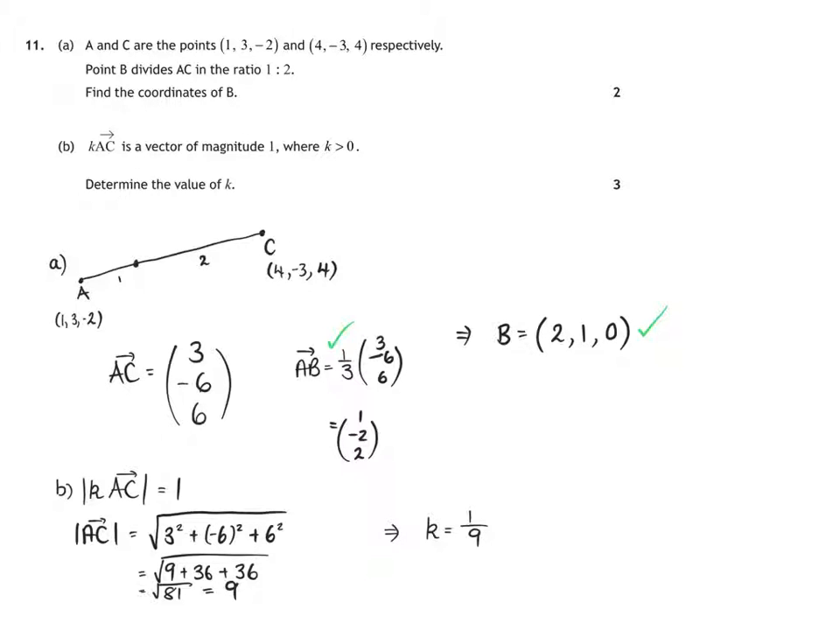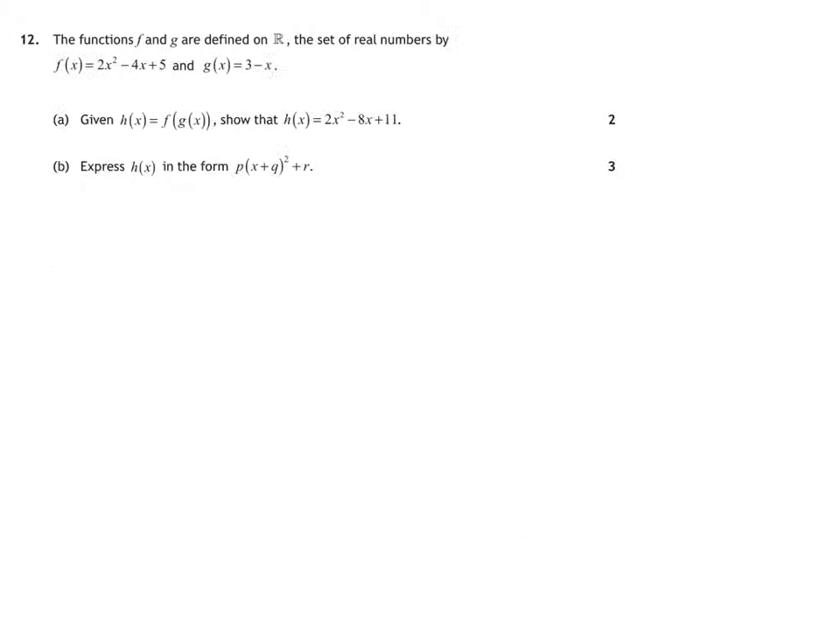Right, so for part B, one of my marks for part B I actually got in part A, which is for finding AC. You get 1 for finding the magnitude of AC, which is 9, and then 1 for knowing that K would be 1/9. Okay, so on to question 12.